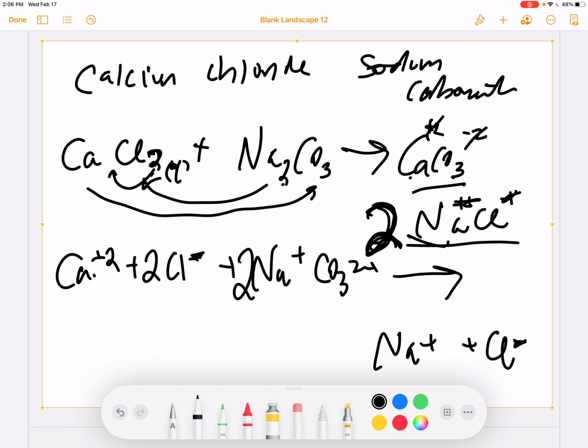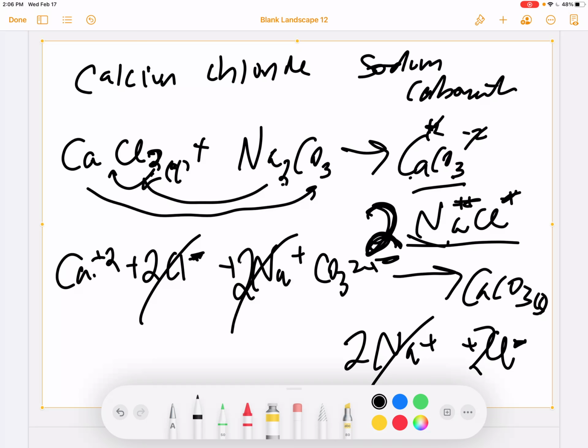CaCO3 we have to keep together because it's a solid. Then we cross out 2 Na and 2 Cl, because we have 2 on both sides. We end up with Ca2 plus and CO3 2 minus giving us CaCO3, and that is our net ionic equation. So this finishes up our complete ionic equations, net ionic equations, and spectator ions. Go on to our next video, which will be talking about neutralization reactions, strong acids and weak bases.